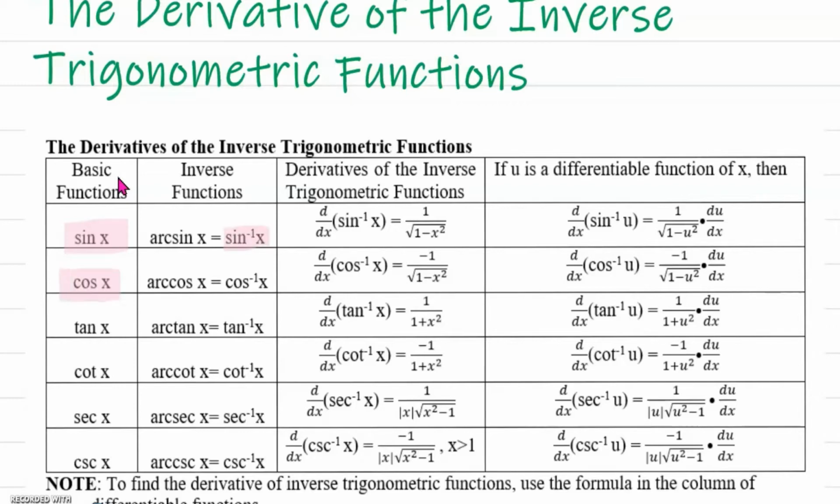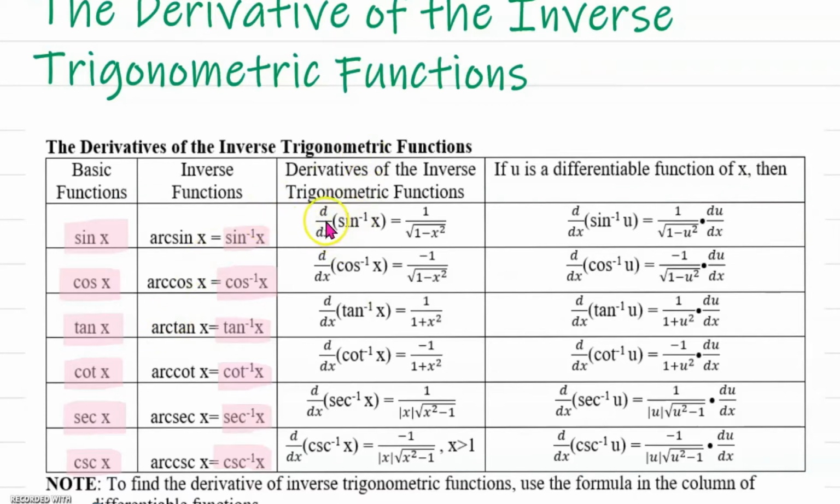We have cosine x and its corresponding inverse, arc cosine x. Tangent x and its corresponding inverse, arc tan x. Cotangent x and its corresponding inverse, arc cotangent x. Secant x and its corresponding inverse, arc secant x. And cosecant x and its corresponding inverse, arc cosecant x. Right? And we also have here the derivatives of the inverse trigonometric functions.